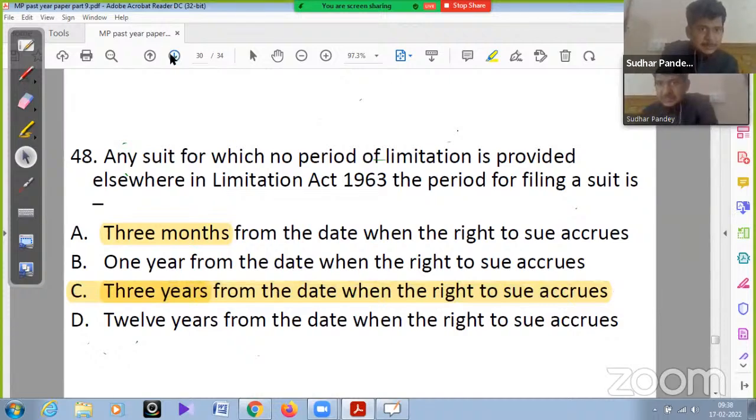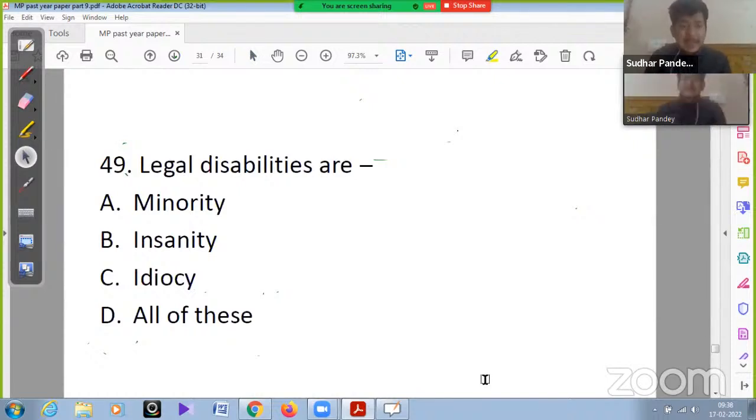Okay, next question number 49. Legal disabilities are: A, minority, B, insanity, C, idiocy, and D, all of the above. What should be the correct answer for question number 49? If you have an overview of Limitation Act, you will be in the position to answer this question, right? Minority, insanity, idiocy, and all of the above. Question number 49, its correct answer will be D for Delhi, that is all of the above.